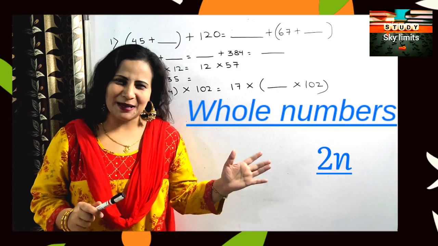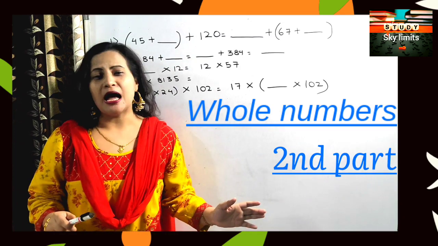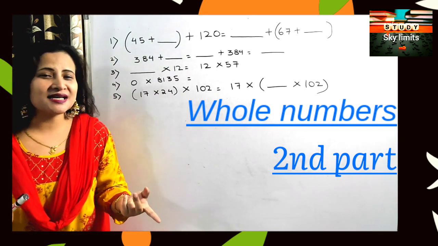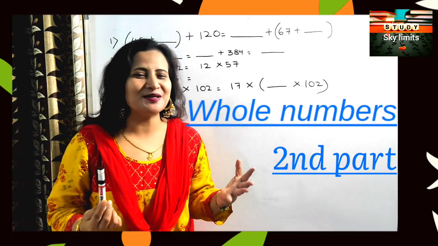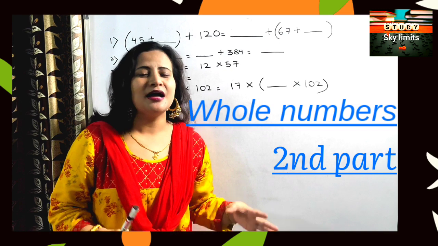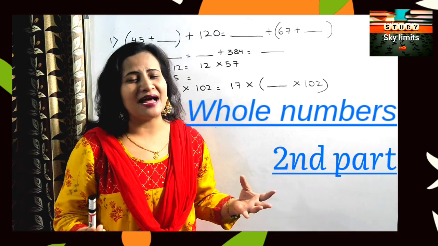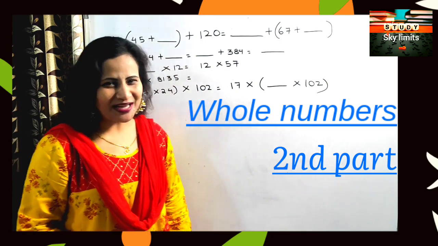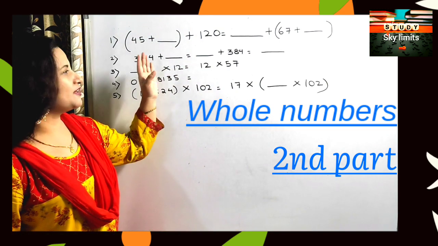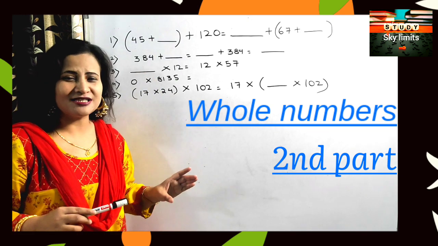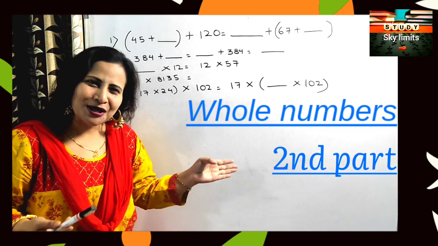Again, we'll continue with the same topic, that is whole numbers. To remind you, in the last class we had discussed the various properties: the commutative, associative, property of 0 and property of 1, as well as the distributive property. Here, I have written 5 questions. Let us try to solve these questions and also name the property which is used.